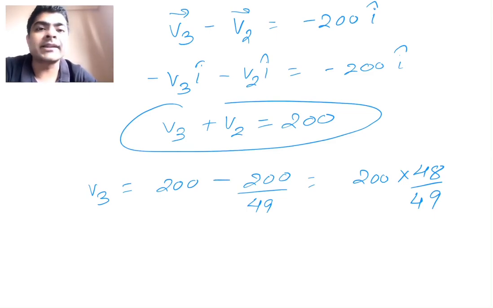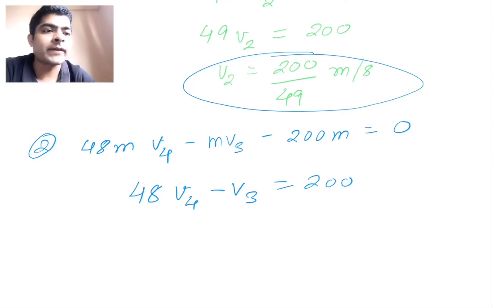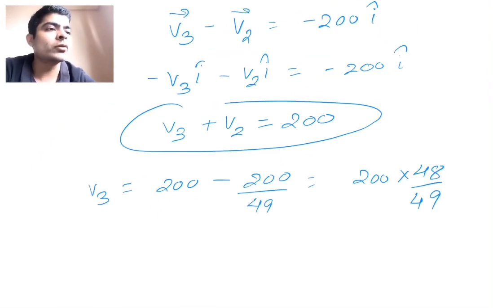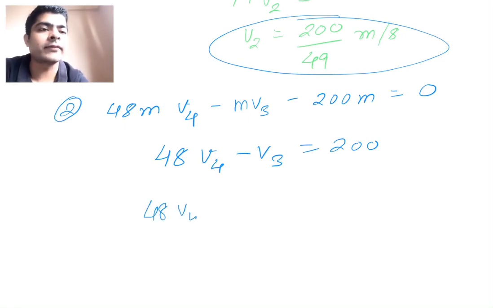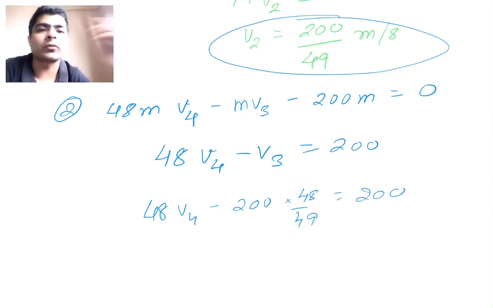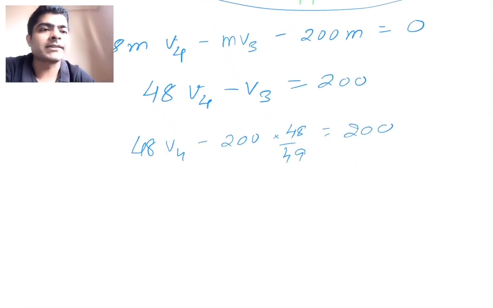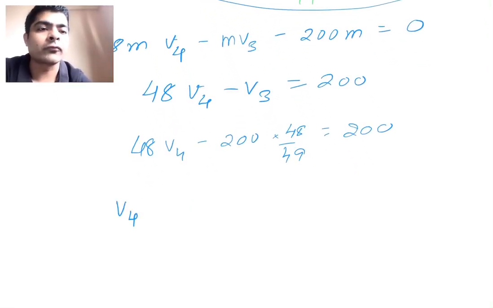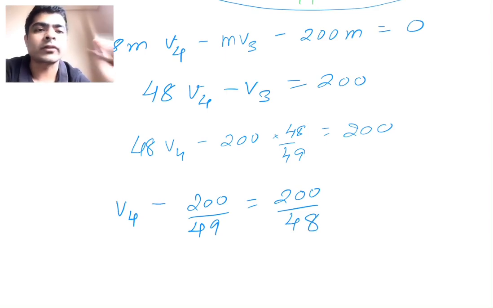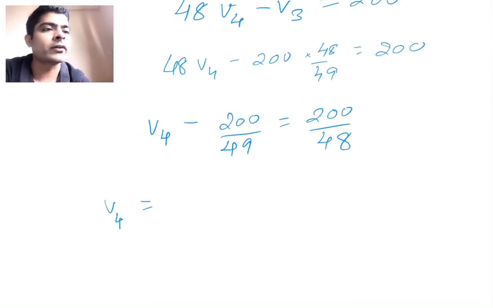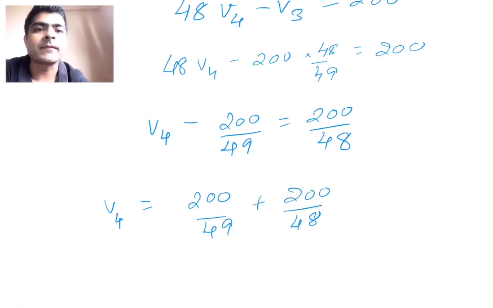Now we have to put this V3 in the equation that we found earlier. V3 is 200 into 48 by 49. So 48 V4 minus 200 into 48 by 49 is 200. Let's simplify this. If I divide the equation by 48, V4 minus 200 by 49 equals 200 by 48. Then V4 equals 200 by 49 plus 200 by 48. This will be your final answer, in meters per second. SC Verma has solved the question only up to this level, so we leave it here itself.